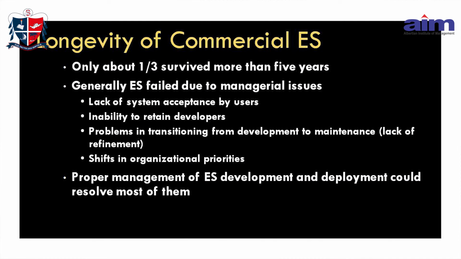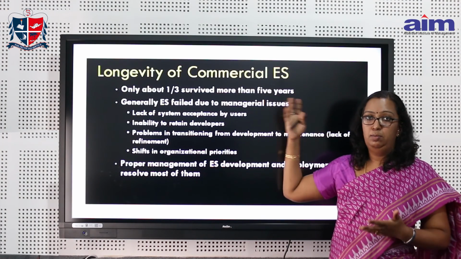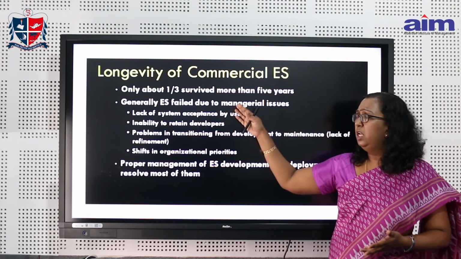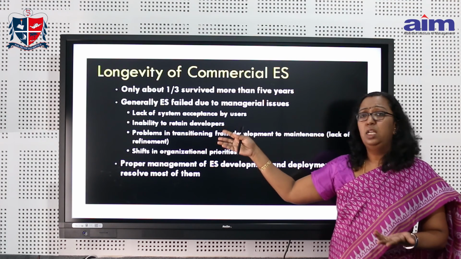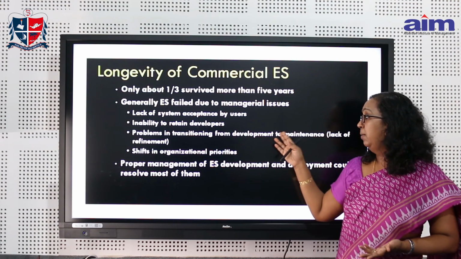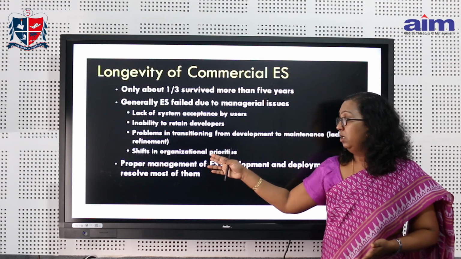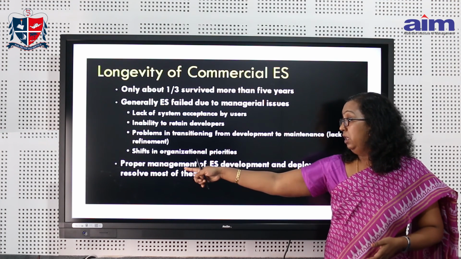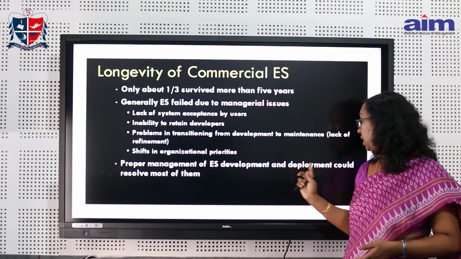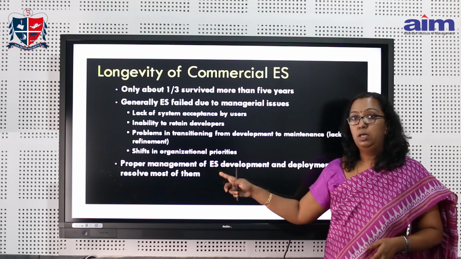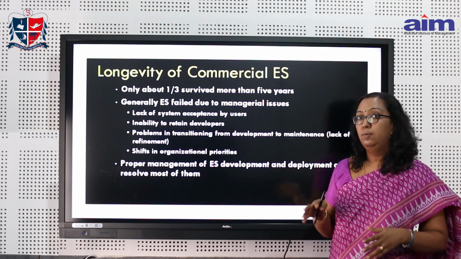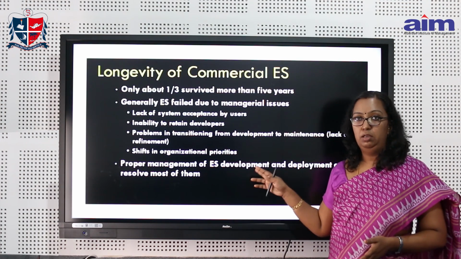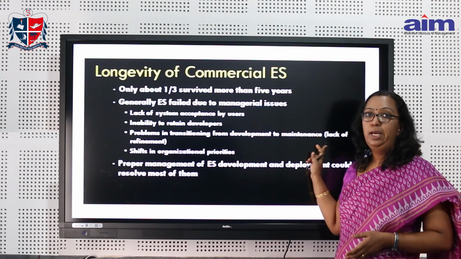But what is the current scenario? Only 1 out of 3 ES systems has survived more than 5 years. Generally, ES fail because of the lack of system acceptance by the user, inability to retain the developers, problems in transitioning from development to maintenance, shifts in organizational priorities, etc. And also proper management of ES development and deployment could resolve most of them. But unfortunately, when your priorities shift in the organization, it may fail when it comes to expert systems.